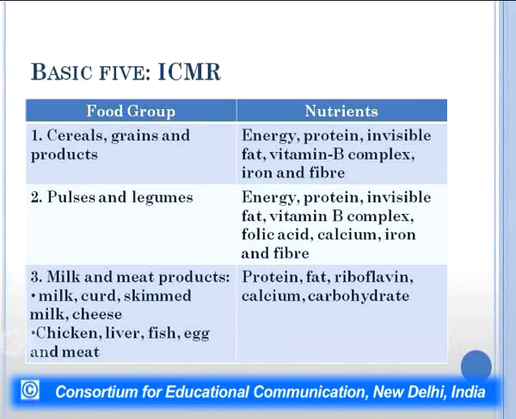Pulses and legumes. Pulses have been removed from the cereals, so pulses and legumes are together. They provide energy, protein, invisible fat, vitamin B complex, folic acid, calcium, iron and fiber. Milk and meat products. Here it is not milk product, it is milk and meat products. Milk includes curd, skimmed milk, cheese. Then meat products include chicken, liver, flesh, egg and meat, basically and mainly protein. Then fat, riboflavin, vitamin A, calcium and carbohydrate.